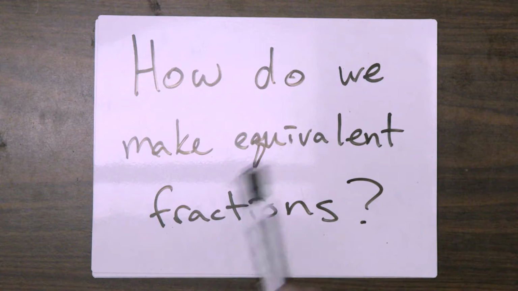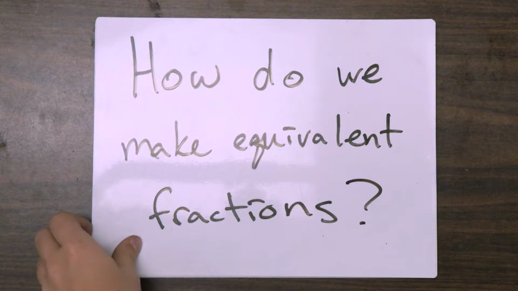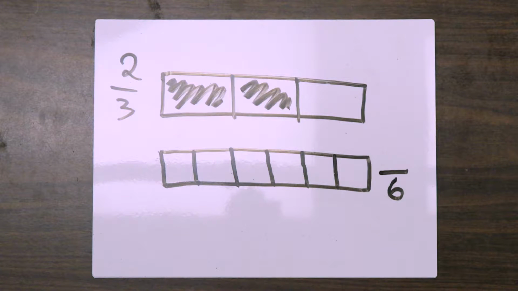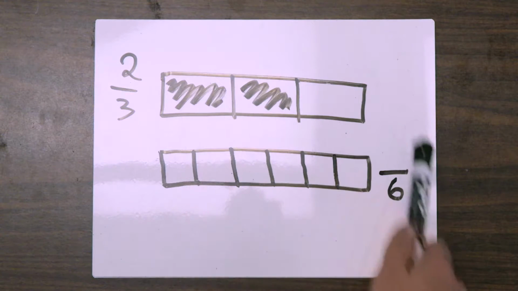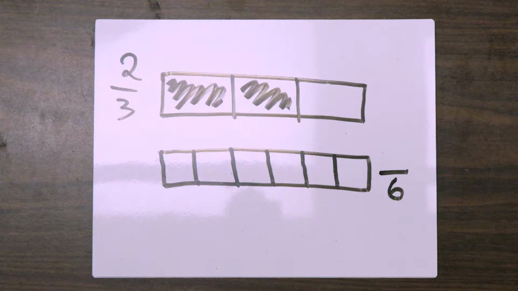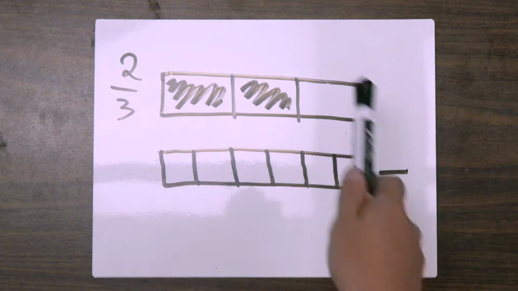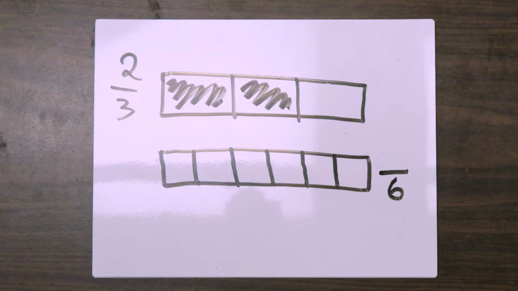Okay, today we're talking about how do we make equivalent fractions. So we can make equivalent fractions using fraction bars like this. So let's say I'm given the fraction 2/3 and here's the fraction bar for 2/3.